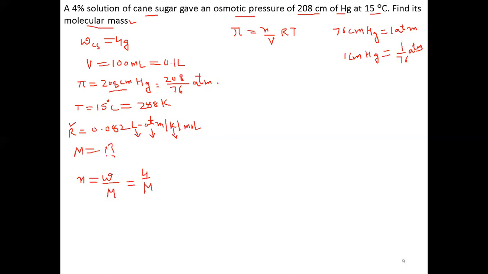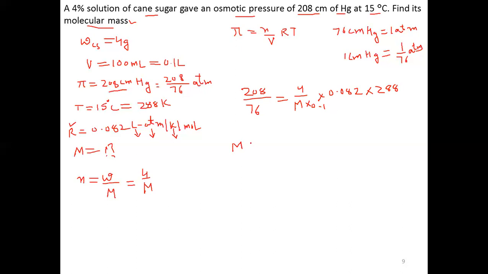Now putting these values, pi is 208 divided by 76, n is 4 by m, volume is 0.1, into 0.082, temperature is 288. Now we have to calculate m.